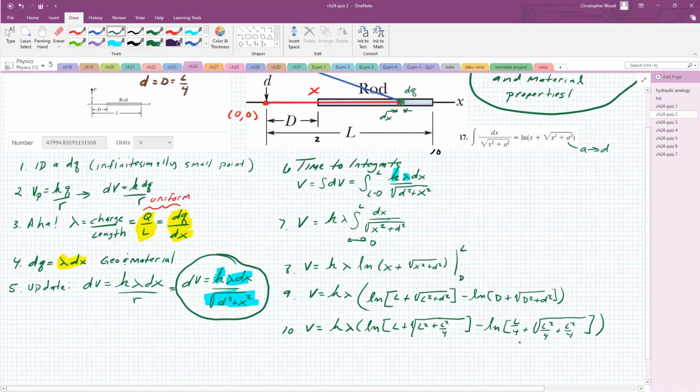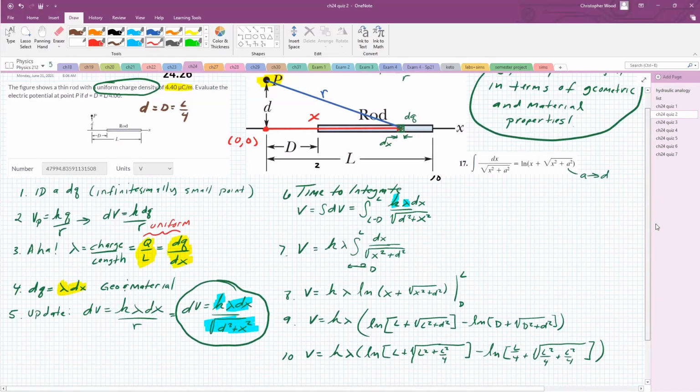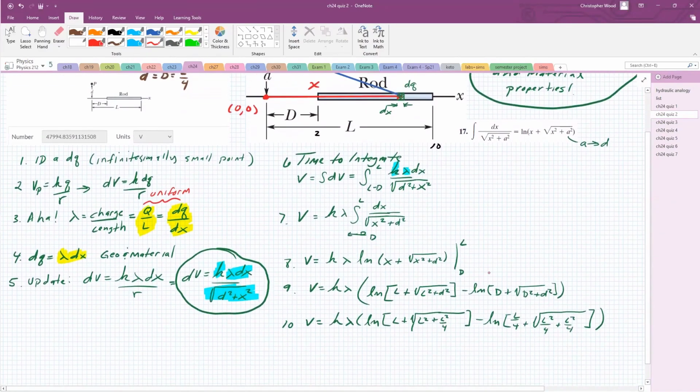Okay, I guess that's good. So let's see. Do we know all of this? I'll let you guys deal with the algebra when we get to it. But do I know the value of K? Yes, 8.99 times 10 to the 9th.